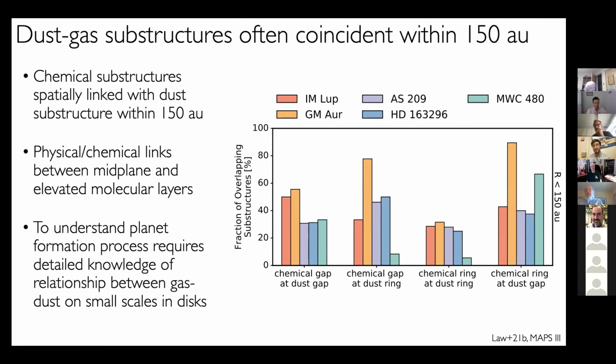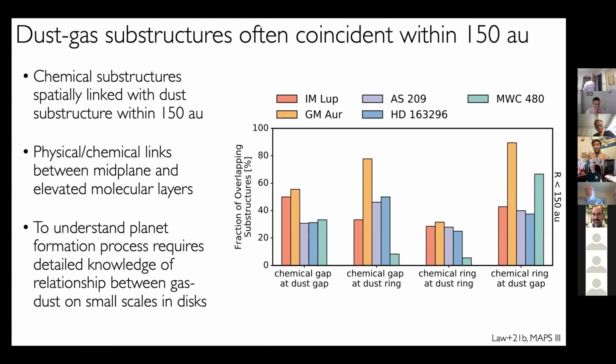And that's what's shown here in this plot to the right. We had 4 different ways things can align, because you can have a gap or a ring in the gas, and you can have a gap or a ring in the dust. So we analyzed all possible pairs of correspondences that we could have. And if you'll notice, many of the bars here are over 50% of overlapping substructures. Some are as much as 80 or 90%.